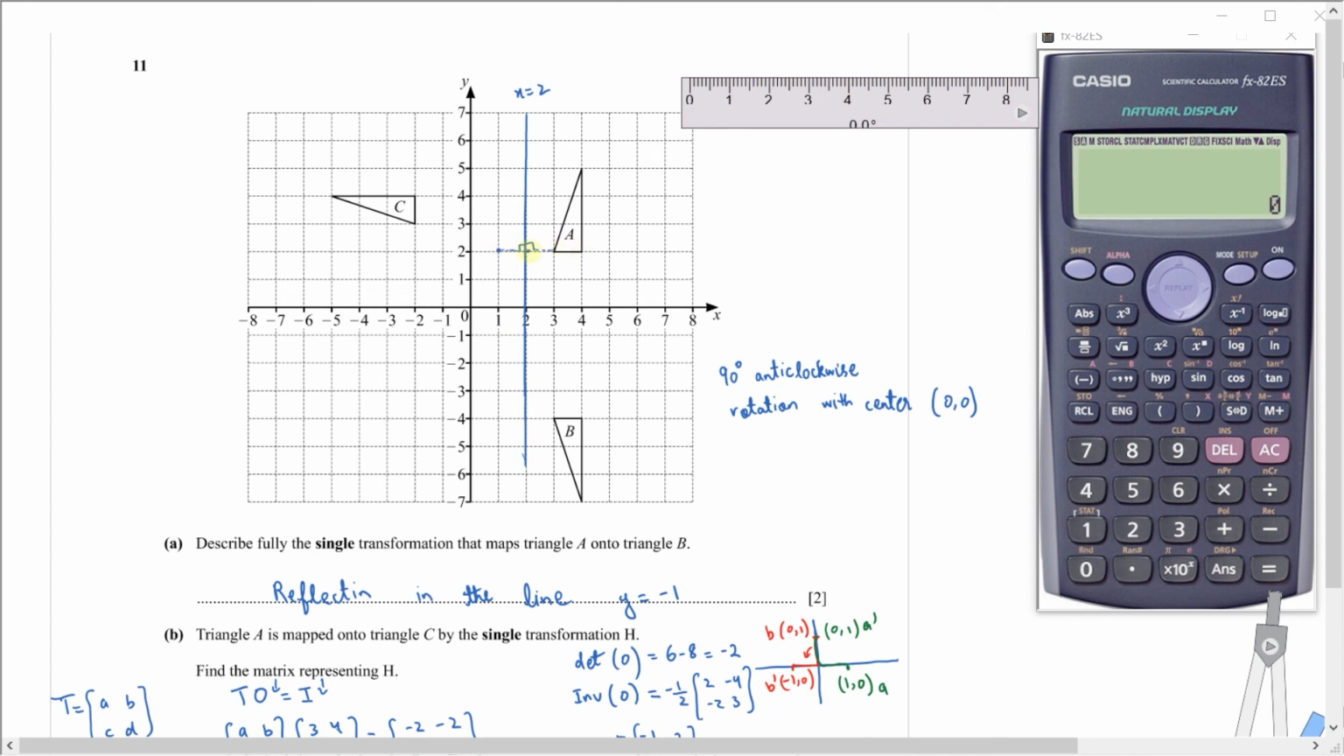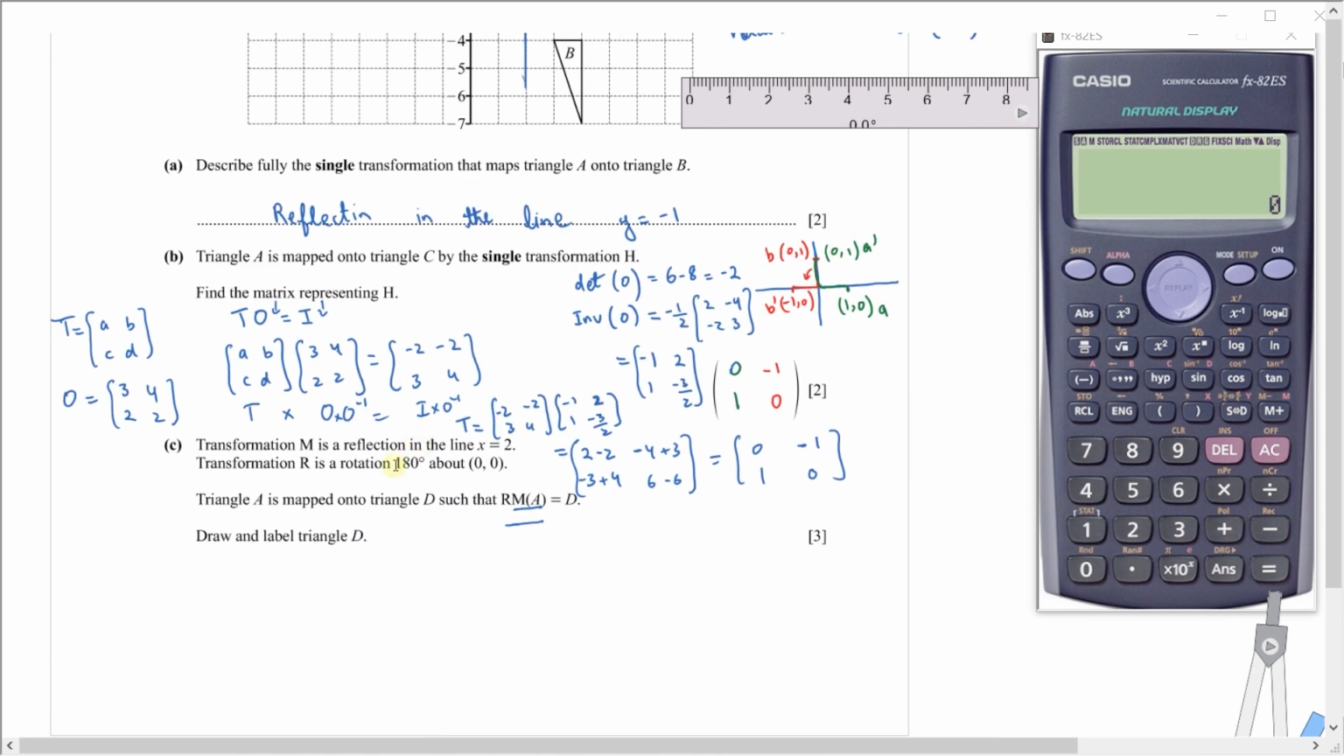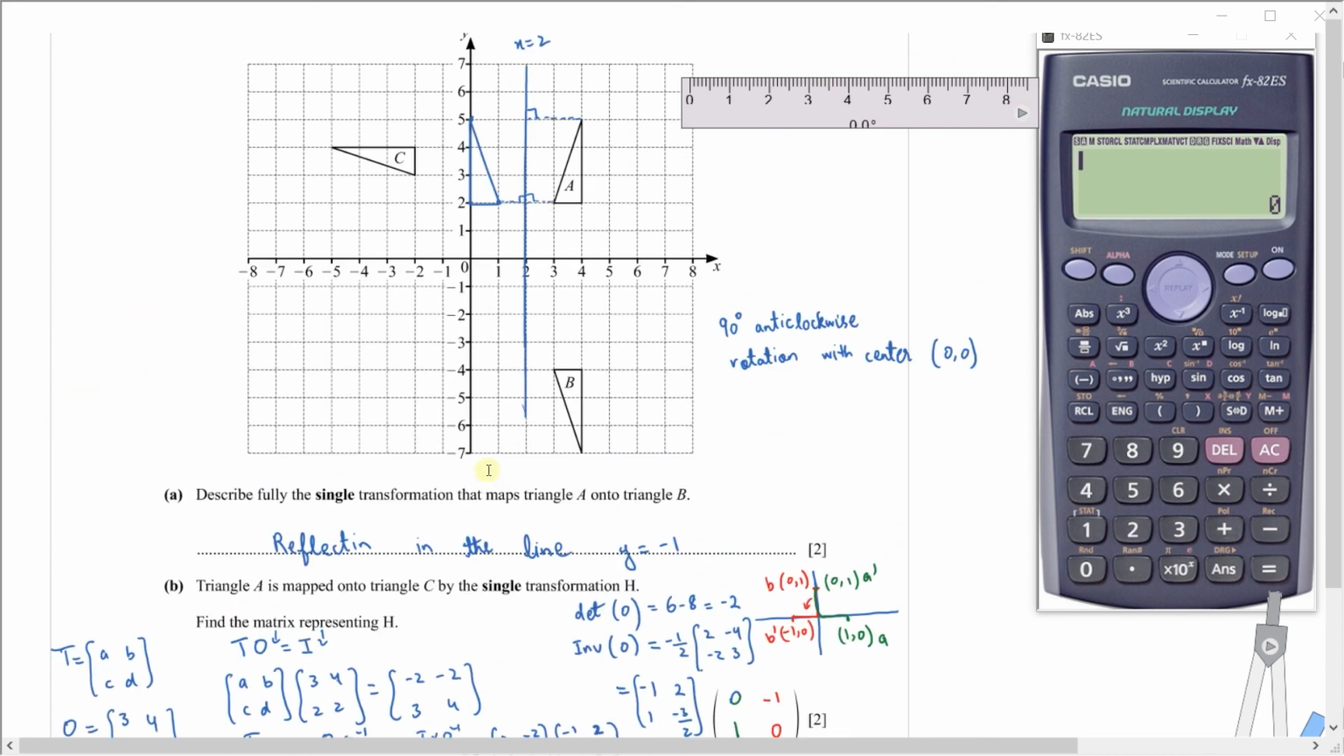This distance is 2 from the line of reflection, perpendicular distance 2. So if I go perpendicular distance 2 on the other side, I get to this point. Similarly, this distance is 2, again 90-degree angle, and then perpendicular distance 2 on the other side will end up here. So this is your triangle after you have done the reflection in x equals 2. And the next part is you have to do a 180-degree rotation about the origin 0, 0.